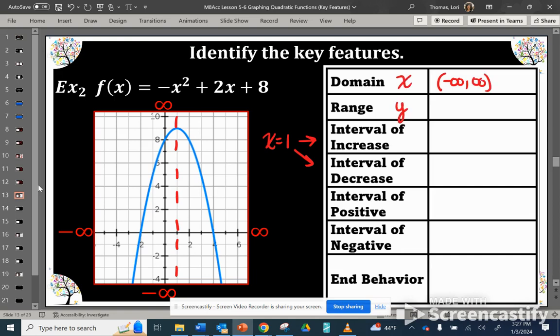What about our y values? We are restricted because the graph does have a stopping point. Our vertex was a maximum, but we always indicate the least value first. So it goes from -infinity up until +9. Always write least to greatest.